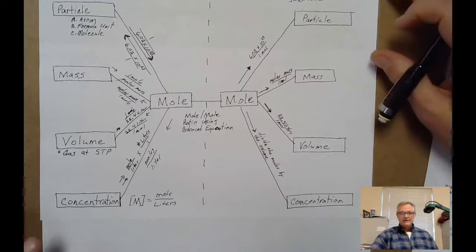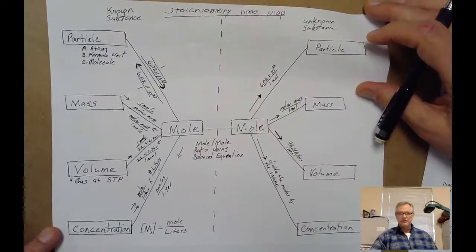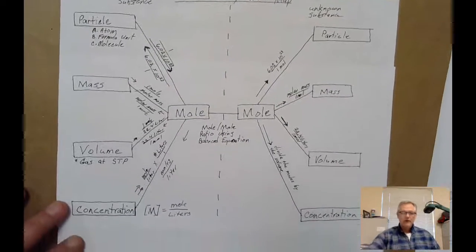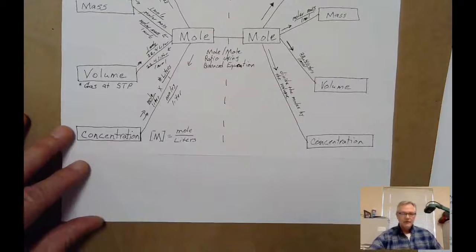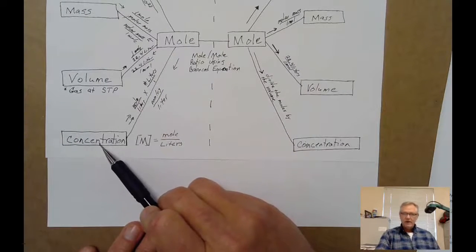So as you can see in front of me, I have the stoichiometry roadmap that we used in general chemistry, with one addition. Now we are going to use one more where we start with concentration.